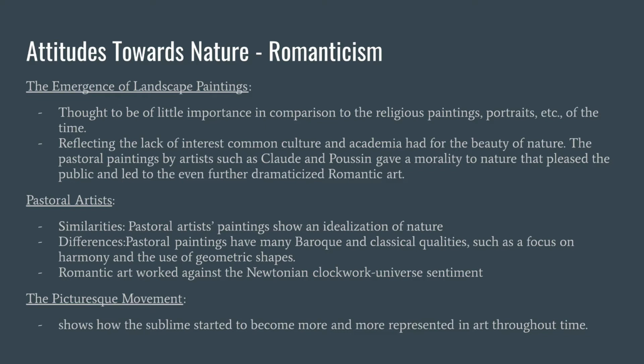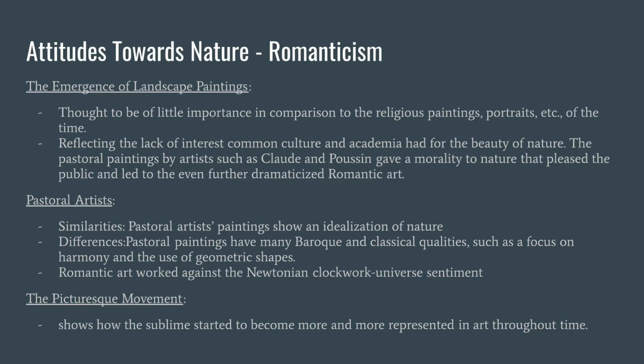Before the emergence of the Romantic movement, there were very few artists who would do landscape paintings. Landscape paintings were thought to be of little importance in comparison to the religious paintings, portraits, etc. of the time. This hierarchy of subjects reflects the lack of interest common culture and academia had for the beauty of nature and the belief that nature didn't deserve to be represented due to its lack of morality.